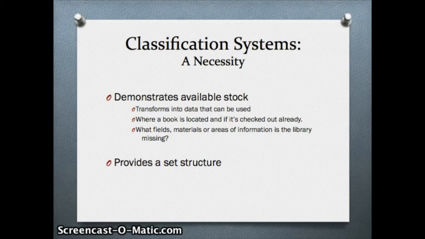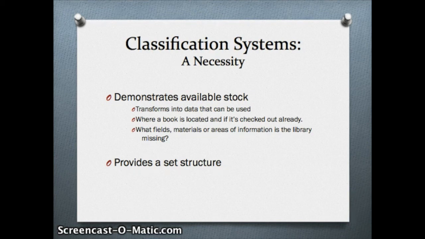Additionally, libraries could also use the system to ascertain what fields, materials, or areas of information the library should look into stocking more of, as a classification system helps run the catalog that a library uses to get this sort of data that will then be used to buy new material, weed through old unused material, and so on.